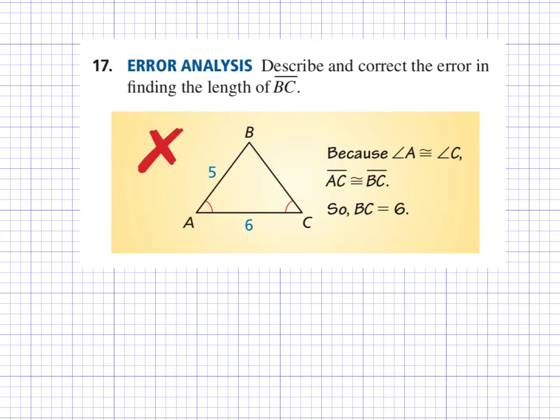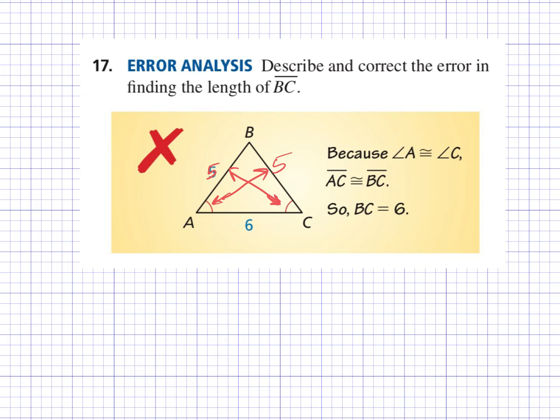17, describe and correct the error. All right. So first of all, what do we see here? I see the converse to the base angles theorem. The converse to the base angles theorem says if you have the angles that are the same, then that means the opposite two sides have to be the same. So that has to be 5, and that has to be 5.